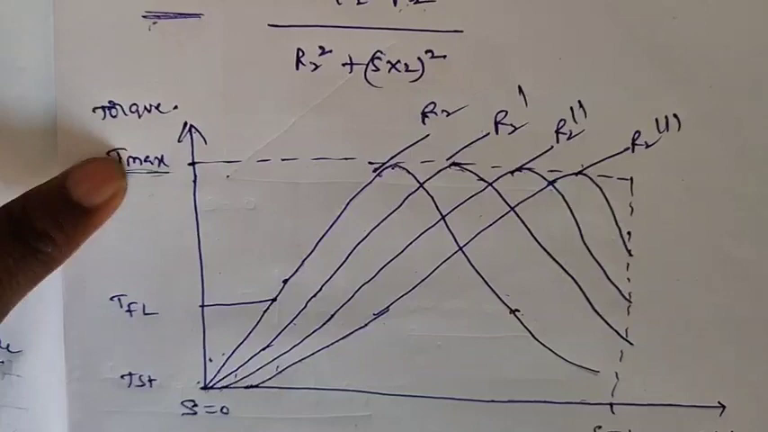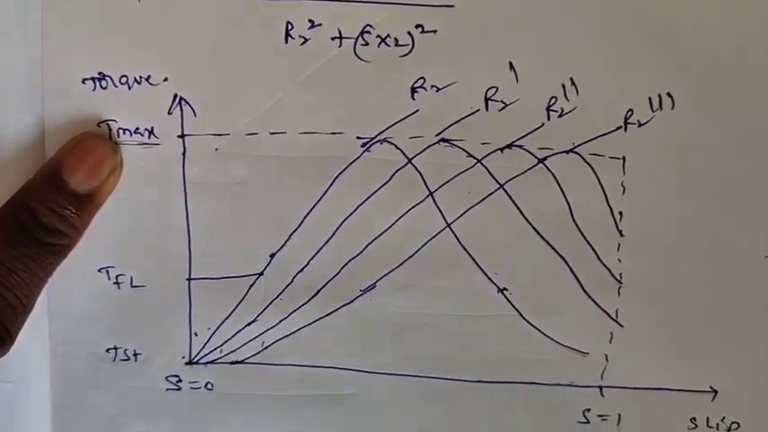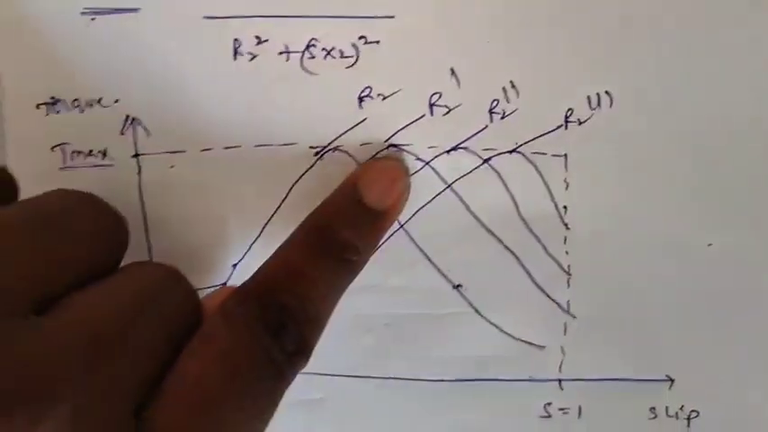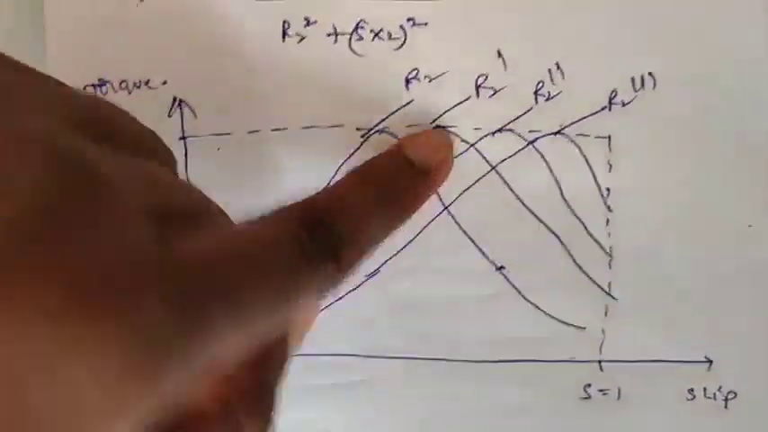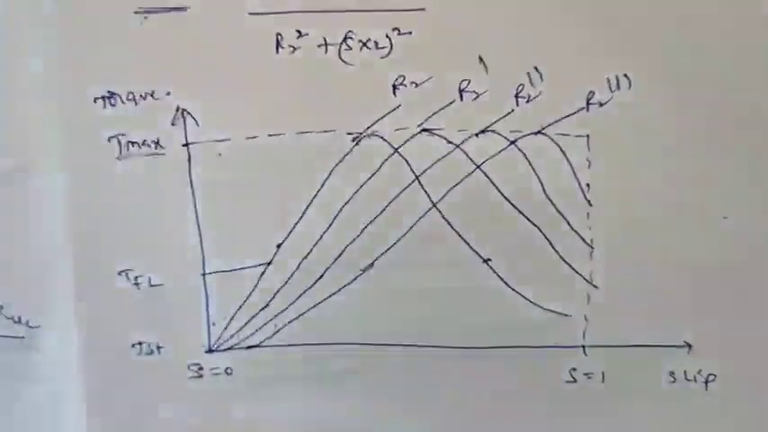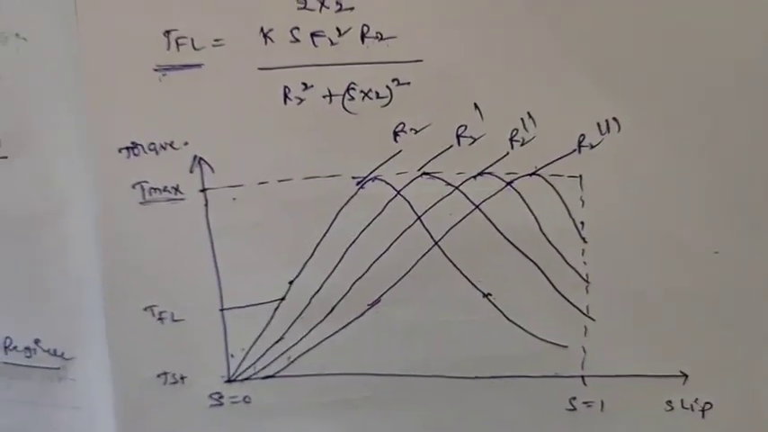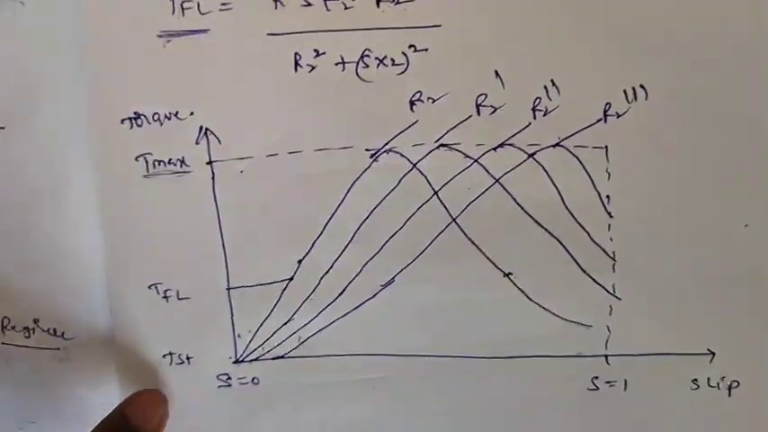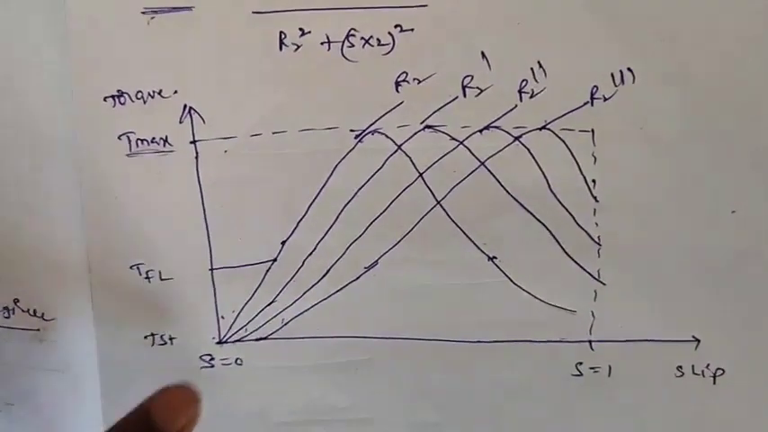The maximum torque will not be affected by adding the resistance R2 or R2 dash, R2 double dash or R2 triple dash, whatever it may be. So it will not be affected. Only the full load torque and starting torque will be affected.